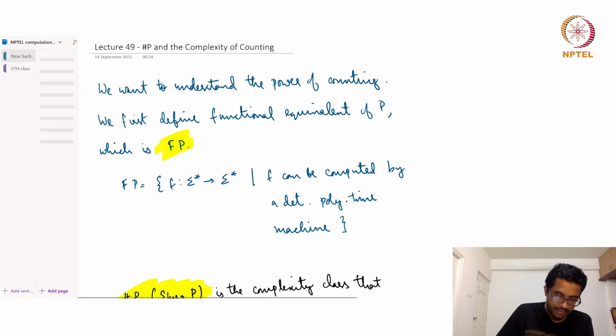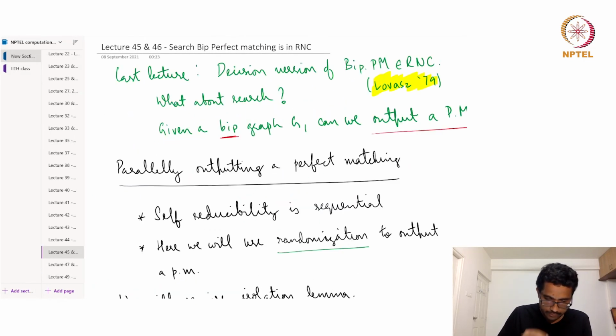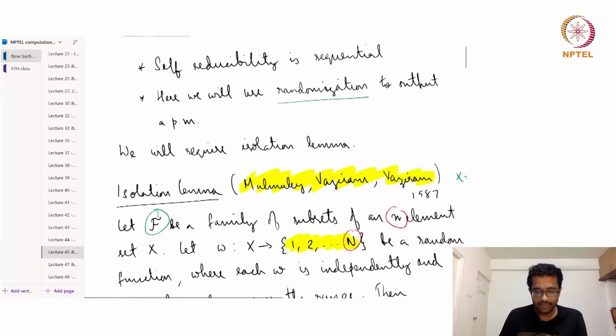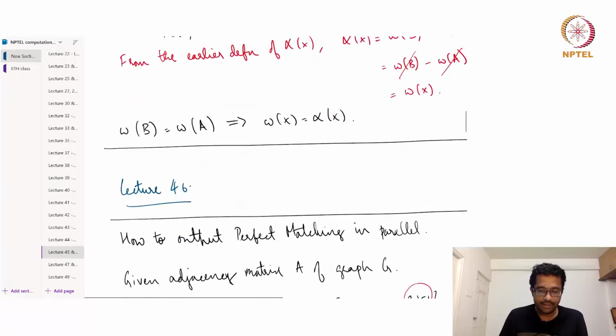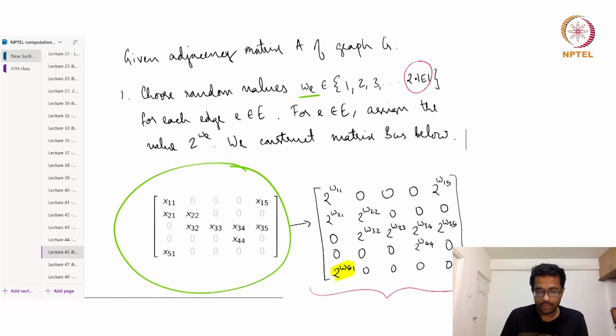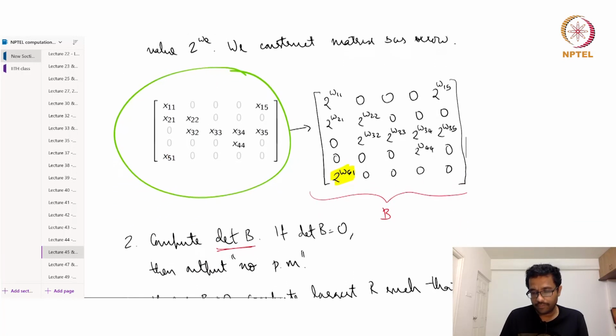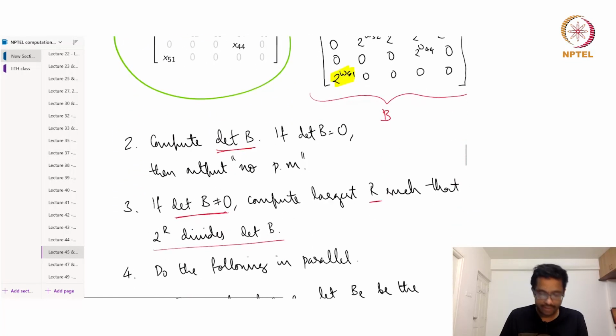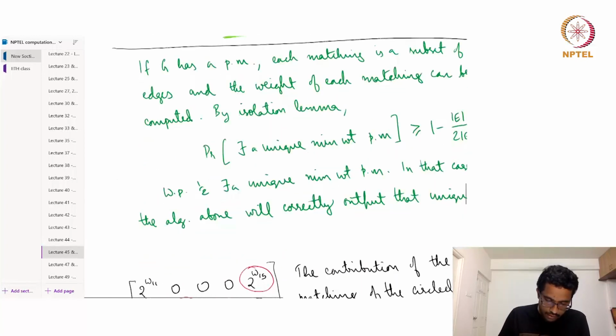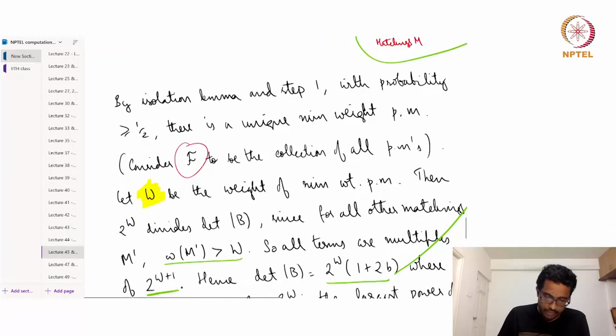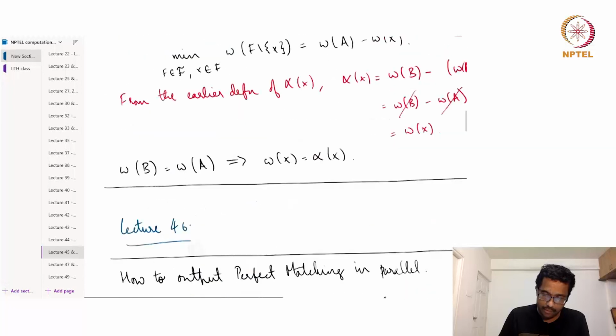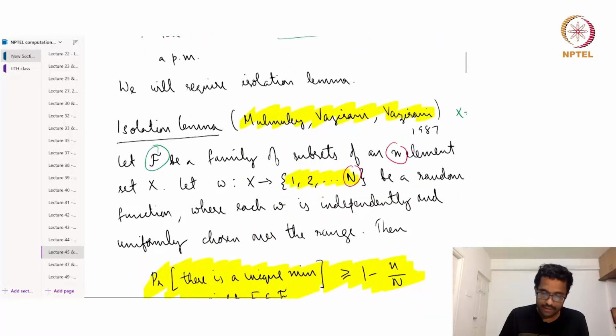And just to summarize what we have done this week, we first saw that, given a bipartite graph, outputting the number of bipartite perfect matchings is in RNC. Using the isolation lemma, you have a parallel algorithm to output the number of bipartite perfect matchings. This was the Mulmuley-Vazirani-Vazirani paper.